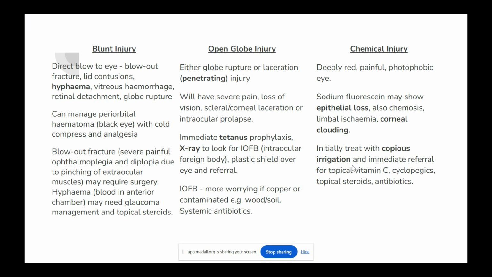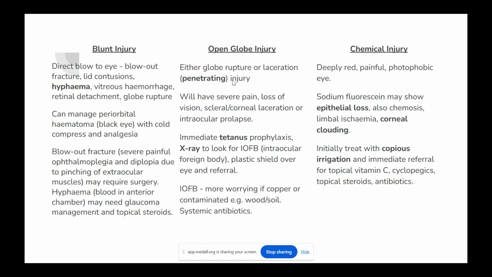Then a lot of the times, depending on the resulting injury, you might need to give them cycloplegics, steroids to reduce the inflammation, maybe even antibiotics if it's resulted in, for example, ulcers or any form of epithelial loss. And a lot of the times you also give them topical vitamin C because it's an antioxidant and it helps with immunity in general. So again, it helps fight off any microorganisms or helps with any epithelial loss.